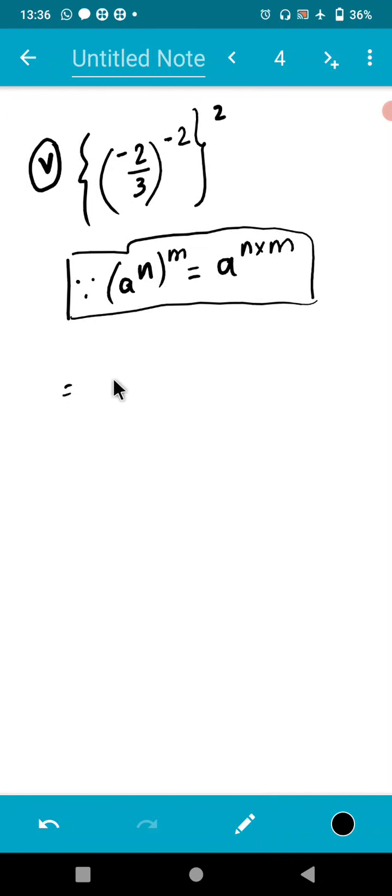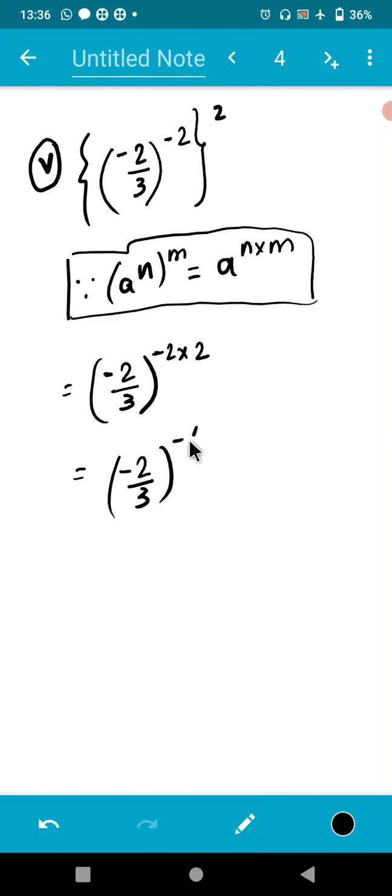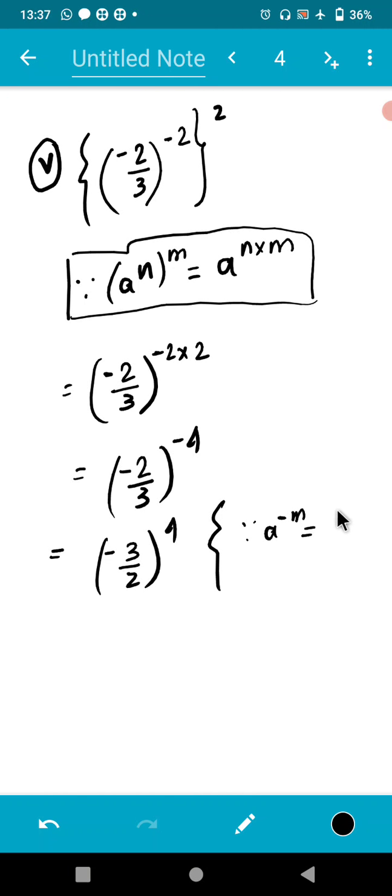So that would be minus 2 by 3 to the power minus 2 into 2. So it will give you (minus 2 by 3) to the power minus 4. Now again you see the power is negative. So how to make it positive? Obviously we have to take the reciprocal of the base. So that will be (minus 3 by 2) to the power 4, isn't it? Which law have we used? Since a to the power minus m is equal to 1 by a to the power m, this is the law that we have used to convert this one.